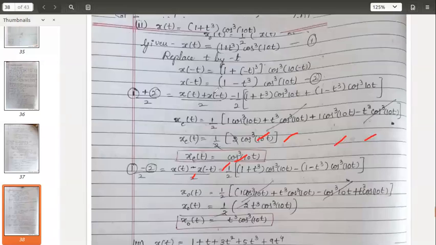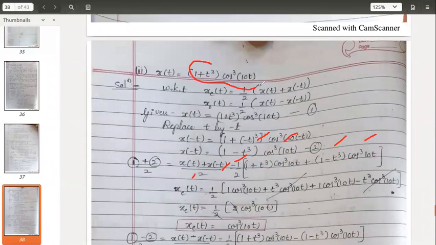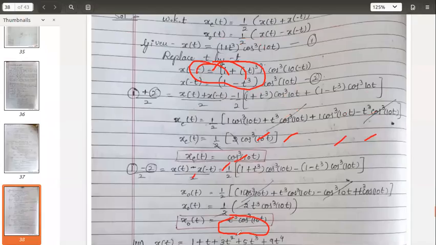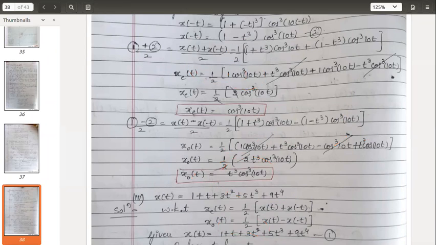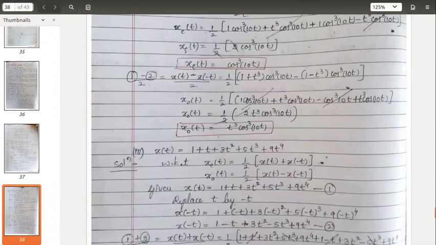So out of the 2 terms in the original equation, one is cos cube, the other one is t cube cos cube. The first value is the even part, the second value is the odd part. Yes, we verified it just now. I hope you understood this. Take this one more as homework and try to solve it.